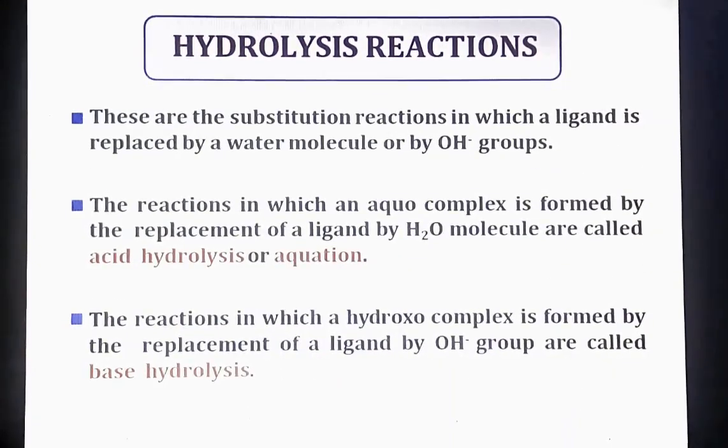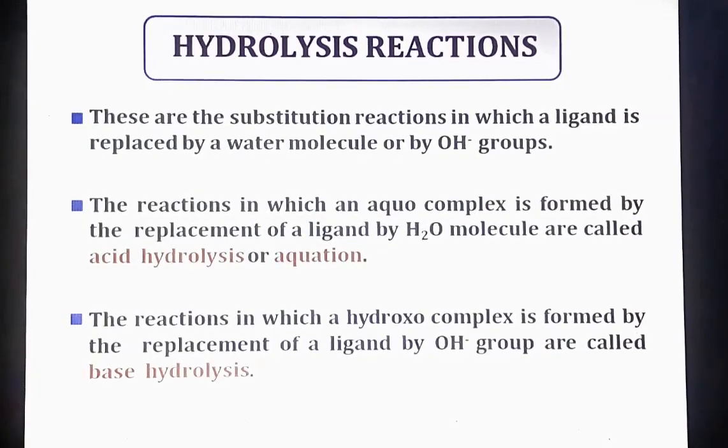In substitution reactions, if one ligand is replaced by a water molecule or OH group, then it is called hydrolysis of octahedral complexes. If a ligand is replaced by an H2O molecule, then that hydrolysis is called acid hydrolysis or aquation, or if one ligand is replaced by an OH group, then that hydrolysis is called base hydrolysis.